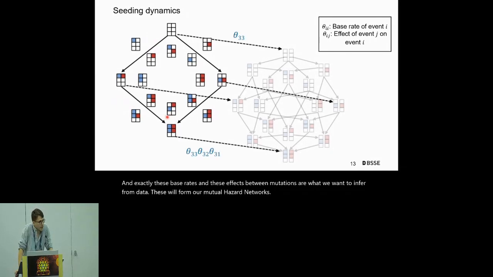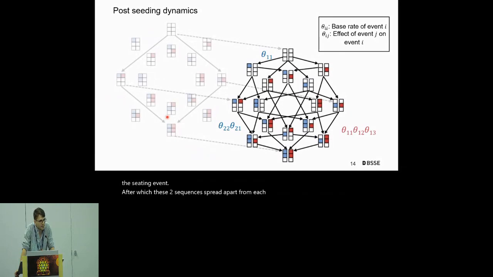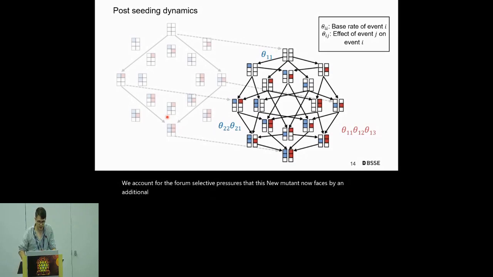By construction, the last event that happens jointly in the primary tumor and the metastasis is the seeding event, after which these two sequences spread apart from each other. And they start to accumulate mutations independently from one another on their own. Additionally, the metastasis might be in a very distant tissue. We account for the foreign selective pressures that this new mutant now faces by an additional factor, namely the influence of the new tissue on the rate of fixation on all mutations.